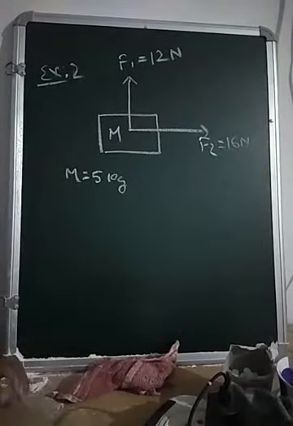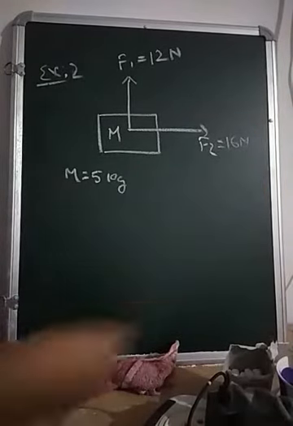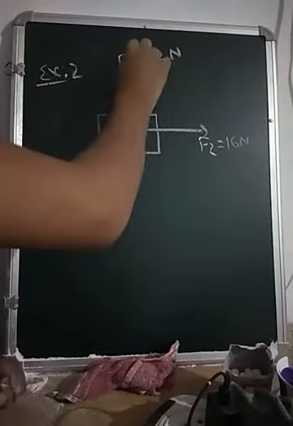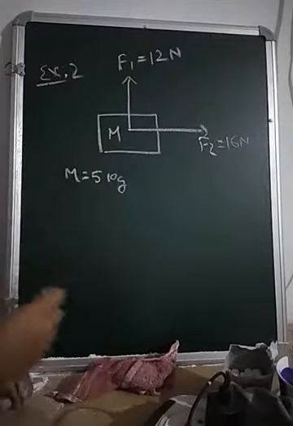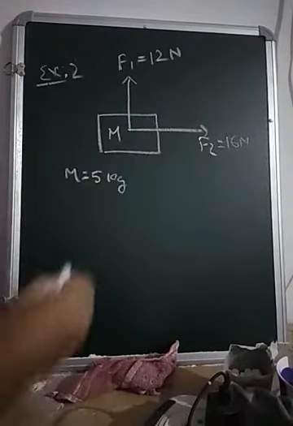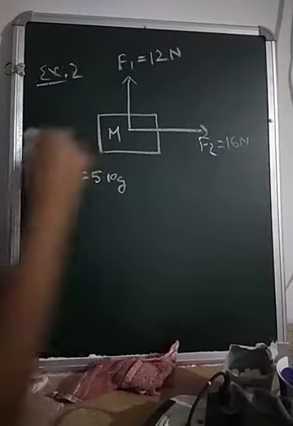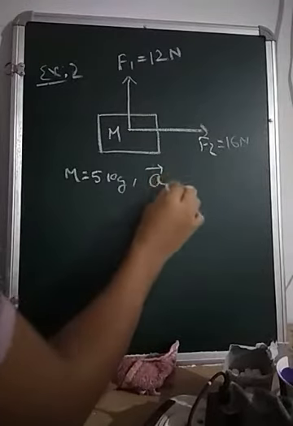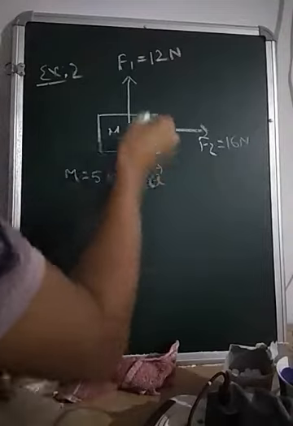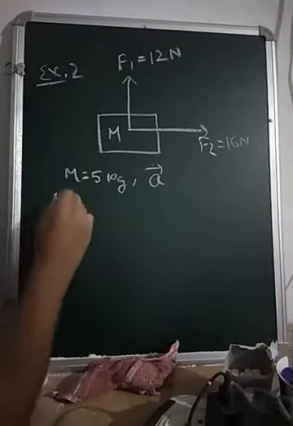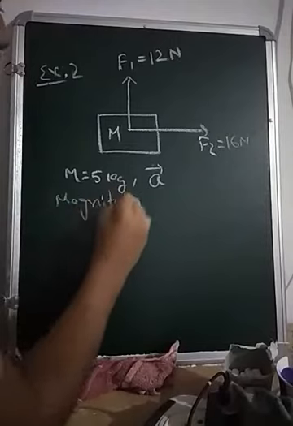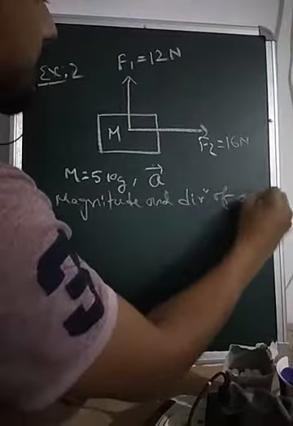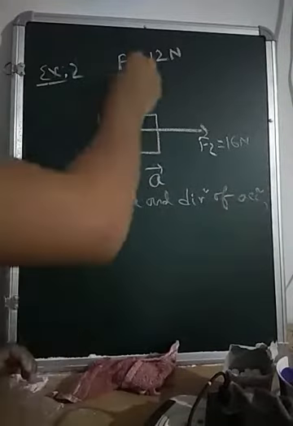The body of mass m experiences two forces which are perpendicular to each other. The forces are F1, which is 12 Newton, and F2, which is 16 Newton, along the x direction and y direction. Now we have to find the acceleration. Acceleration means the acceleration vector. So we have to find the magnitude and direction of acceleration due to these two forces.